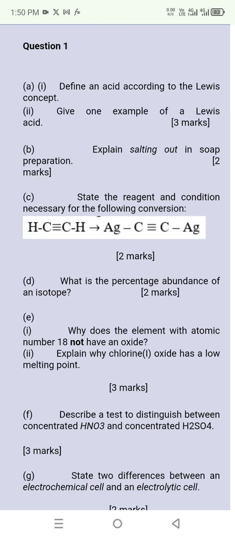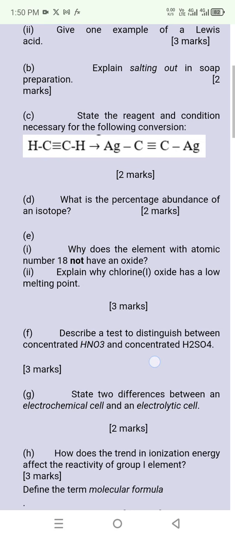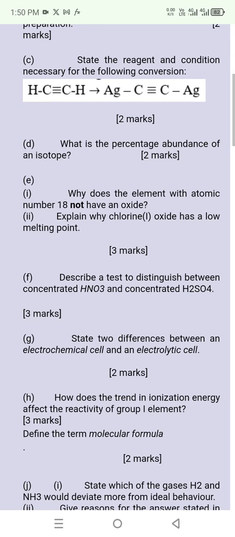Another 2 marks. Here now: why does the element with atomic number 18 not have an oxide? Very, very sensitive question. Roman figure 2: Explain why chlorine(I) oxide has a low melting point. Why does it have a low melting point? Describe a test to distinguish between concentrated HNO3 and concentrated H2SO4. What are the tests that we can use for that?